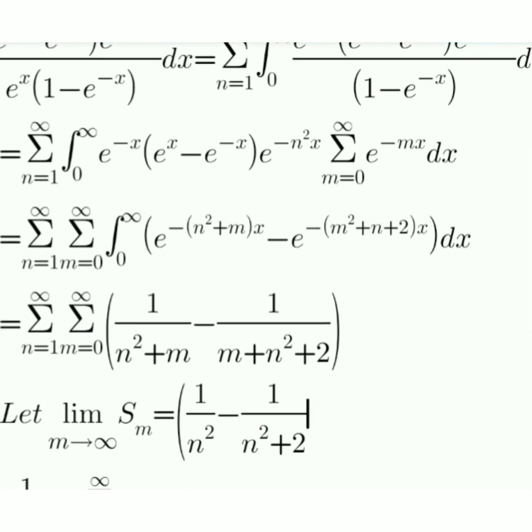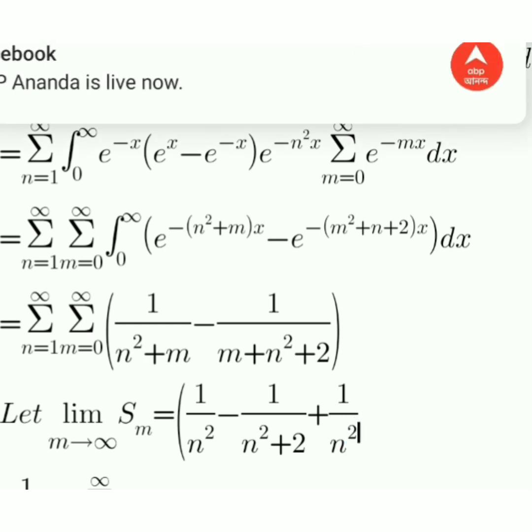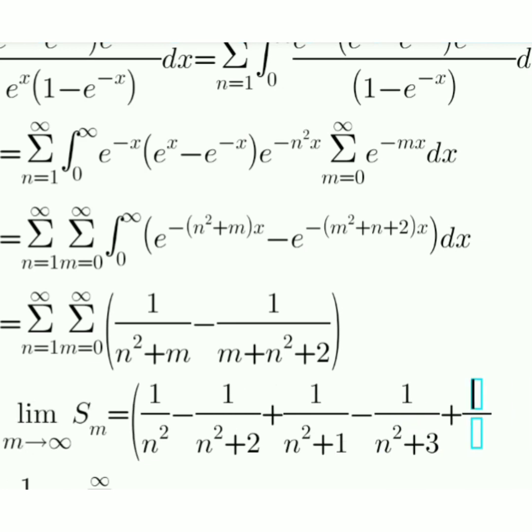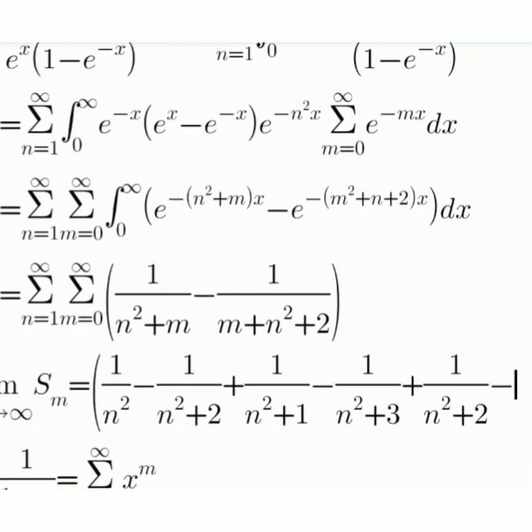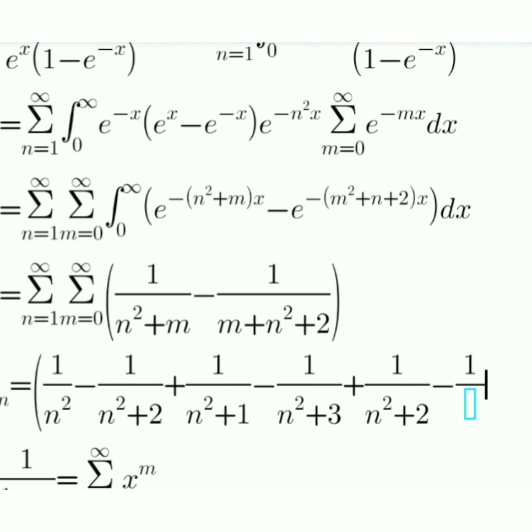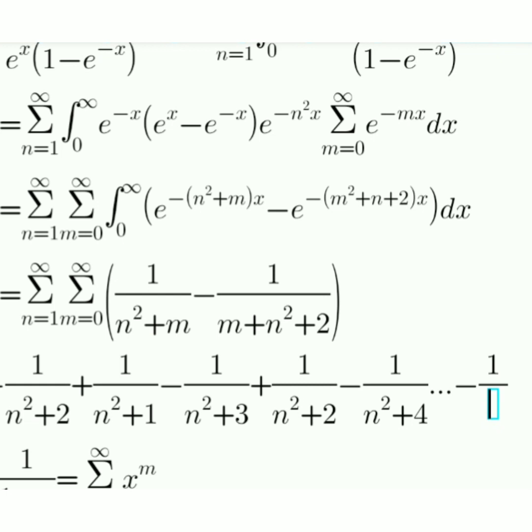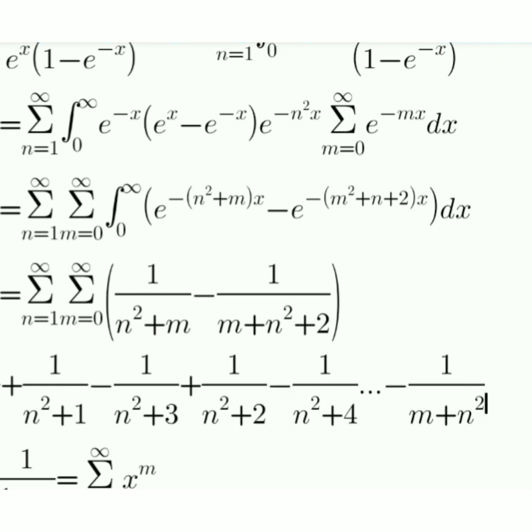and it can be written as minus 1 by n square plus 2. It can be written this way, and plus 1 by n square plus 1, and after that minus 1 by n square plus 3, and plus 1 by n square plus 2, and after that it should be minus 1 by n square plus 4, dot up to whatever I can get, minus 1 by m plus n square plus 2.